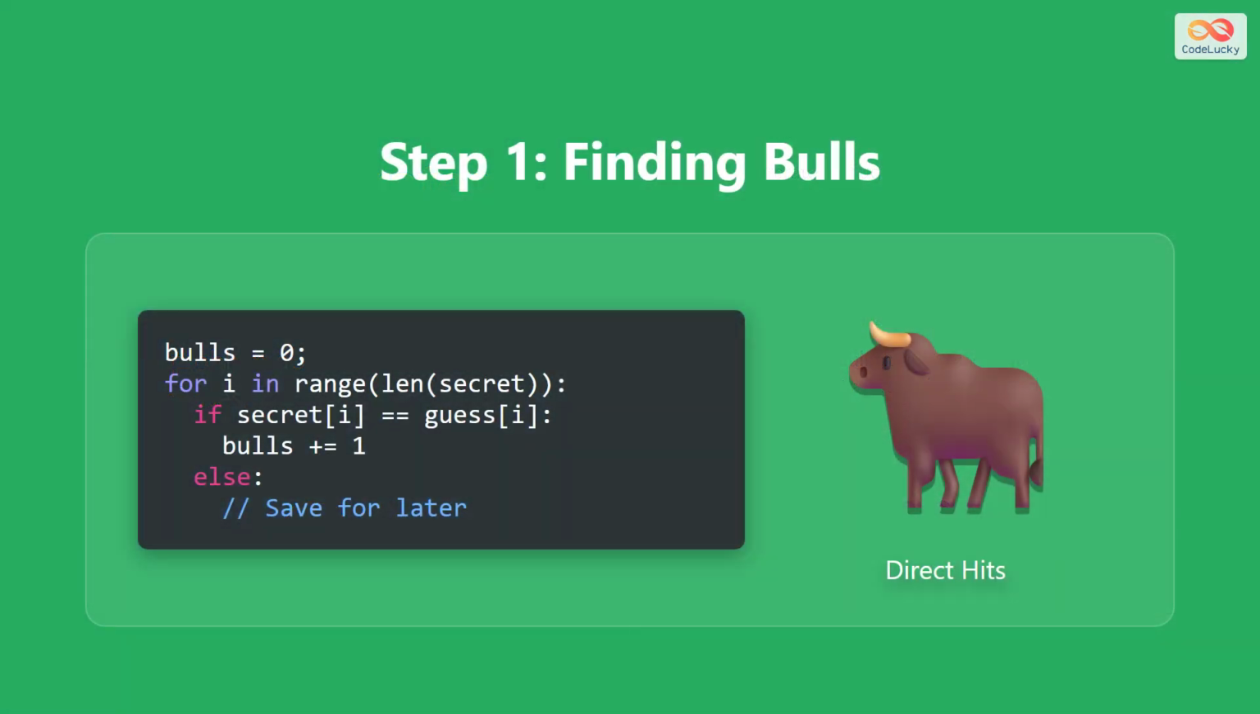Step 1 is simple. We loop through the strings. If the character at index i in the secret matches the character at index i in the guess, we increment our bull count. We also need to remember which indices were not bulls for the next step.